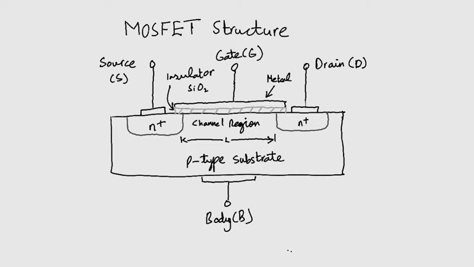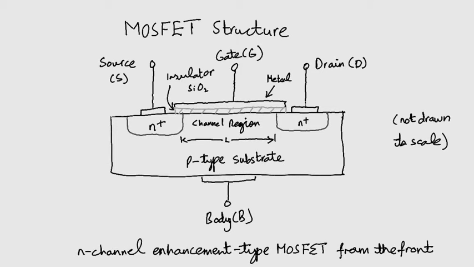The figure on your screen shows the physical structure of an N-channel enhancement type MOSFET from the front. The transistor is fabricated on a P-type substrate. Two heavily doped N-type regions are created in the substrate here.